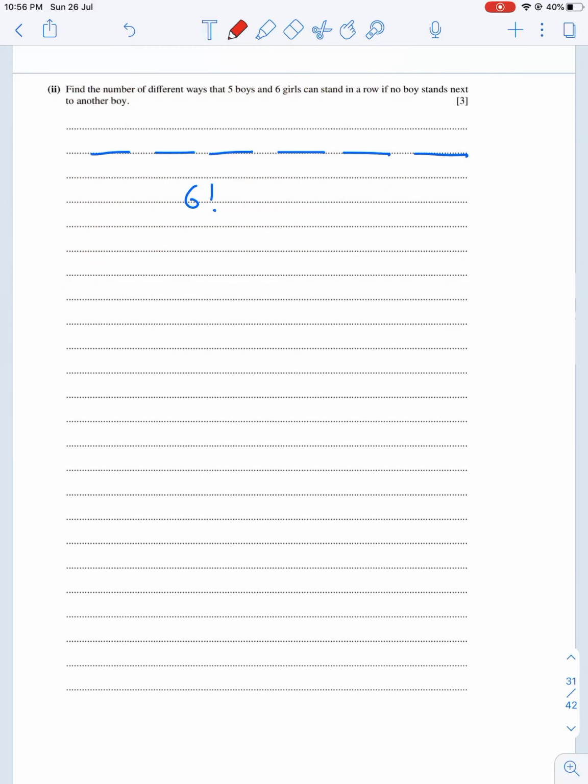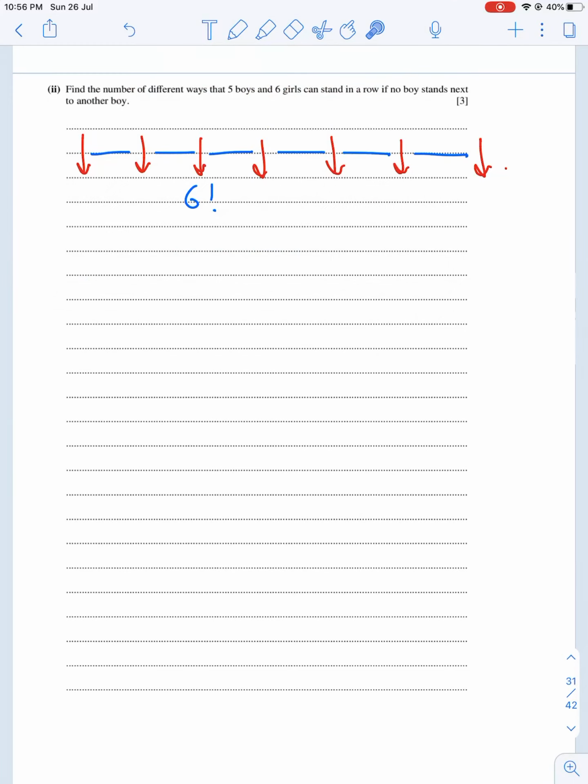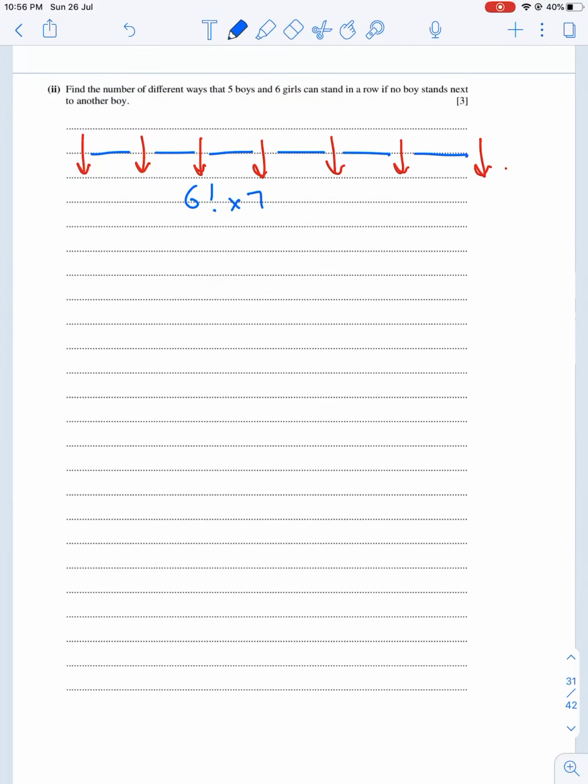Now, look at this. The boy can come here. These are the possible places where the boys can stand. So, there are how many boys? 5 boys. Okay, for the first boy, we've got 1, 2, 3, 4, 5, 6, 7 possibilities. 7 possibilities for the first one, 6 possibilities for the second one, 5 possibilities for the third one, 4 possibilities for the next, and 3 possibilities for the last.